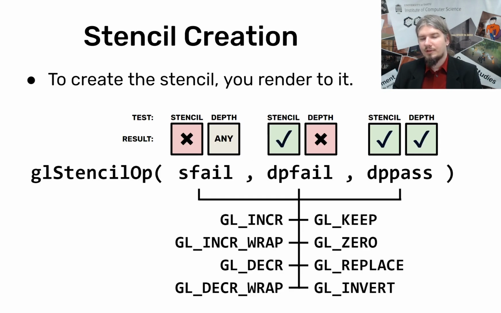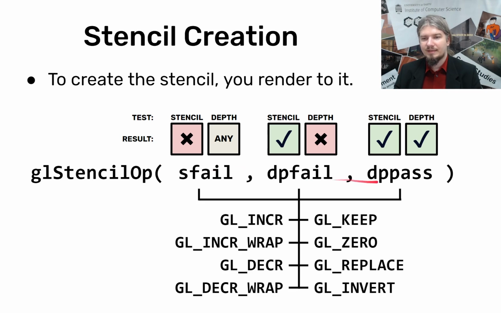But how do we write to the stencil buffer? Well, we render to it. And when we're rendering, we can define this glStencilOp. This configures how the values in the stencil buffer change depending on whether the object we're rendering right now passes or fails the stencil or depth tests.